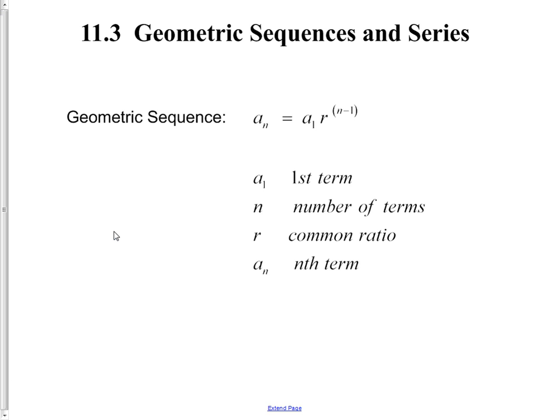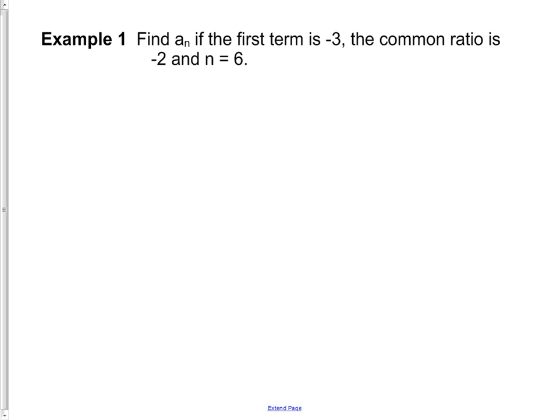The general equation for a geometric sequence is a sub n equals a sub 1 r to the n minus 1 power, where a sub n is the nth term of the sequence, a sub 1 is your first term of the sequence, r equals that common ratio which you're multiplying by each time, and then n being the number of terms in the sequence. So let's go through and look at a problem where we're going to use this formula.